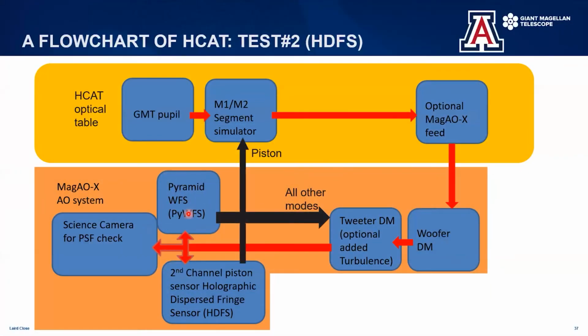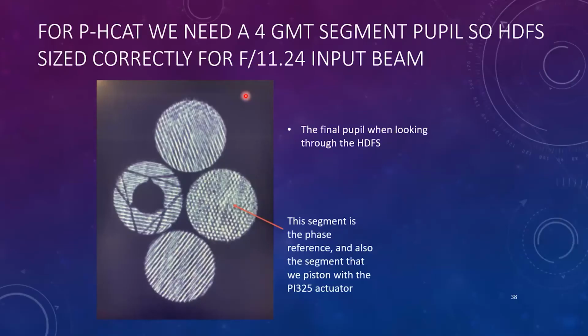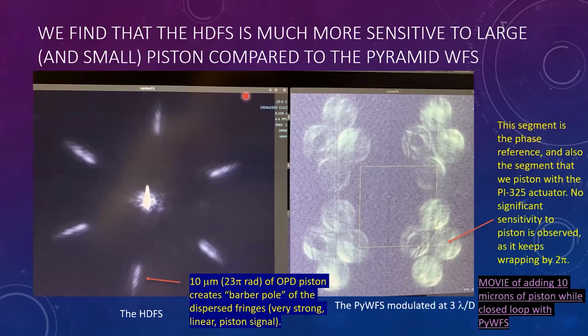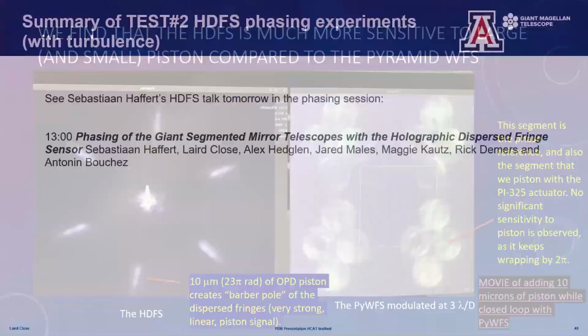Now the pyramid wavefront sensor just does slopes, does not do piston, and the holographic dispersed fringe sensor, the HDFS, does all the piston. That's what it looks like in the pupil. That's what it looks like actually running. And so here we can have 10 microns of optical path difference between the segments. And you can see this nice barber pole pattern, which can be easily linearly seen by the HDFS signal, and removed. And we're very happy with that.